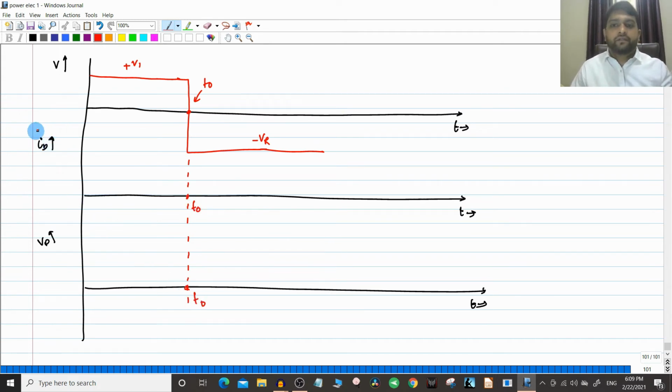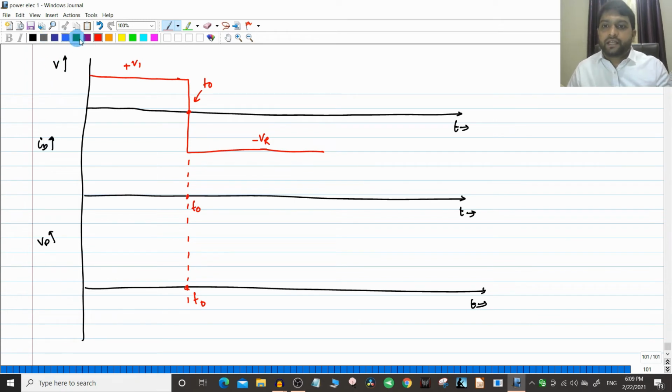Now the ID value, which we have already seen. The ID value will be a forward current. We can draw the forward current like this. This forward current we can call IF. So this is V1 divided by R, roughly equal to V1 divided by R here.